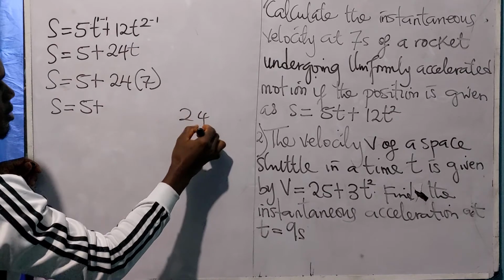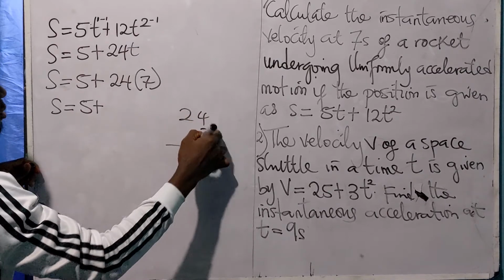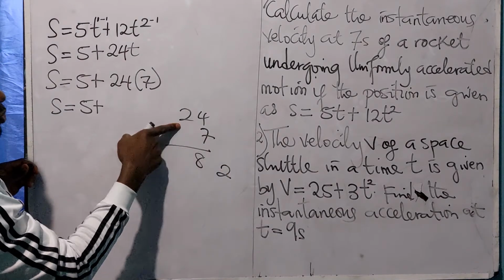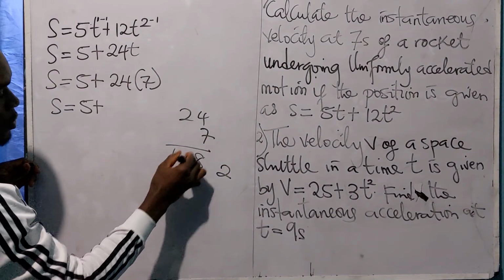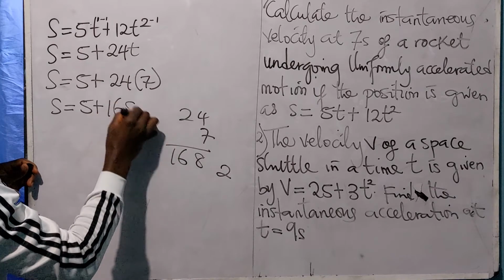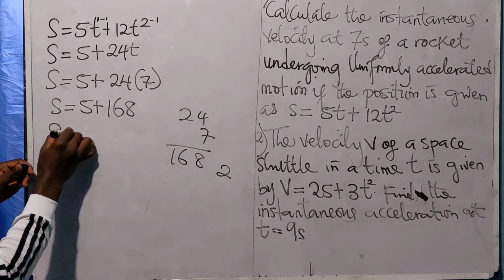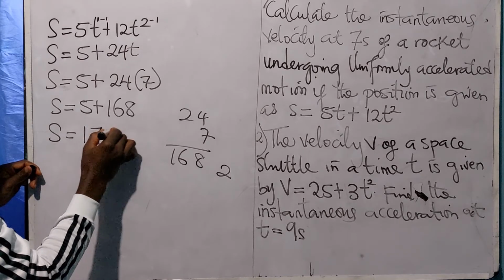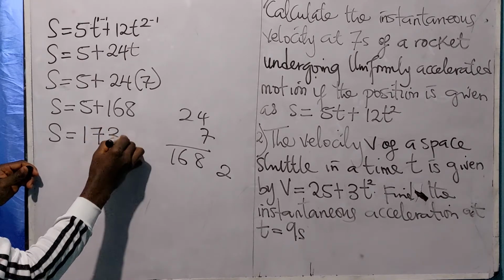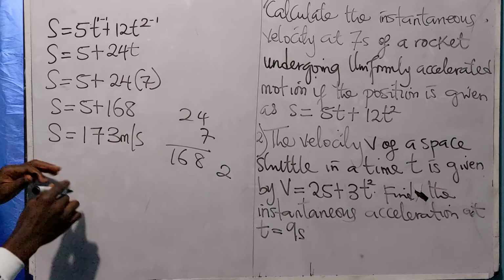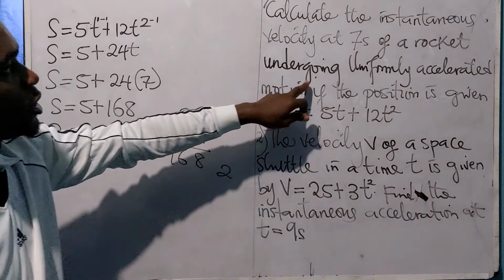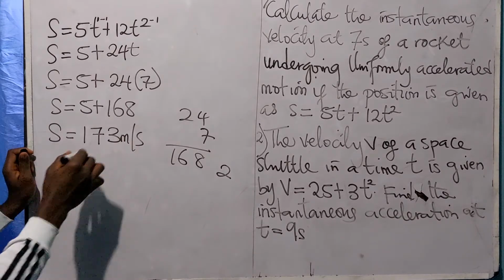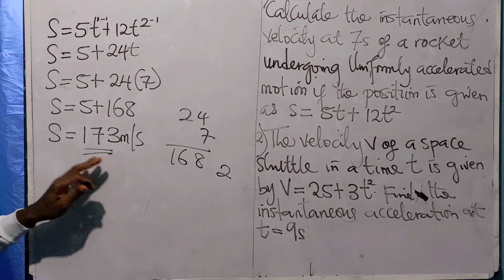Now 24 times 7. 7 times 24 is what? 7 times 4 is 28. Write 8, carry 2. 2 times 7 is 14 plus that 2, 16, that is 168. Therefore, s equals 173. All right, so meter per what? Second. That is instantaneous what? Velocity. The SI unit of instantaneous velocity is what? Meter per second. So that is what we have as the answer.